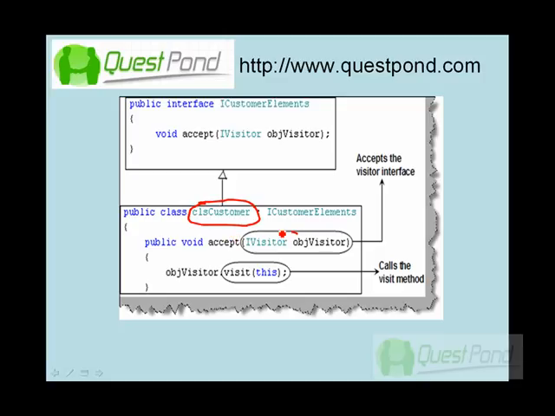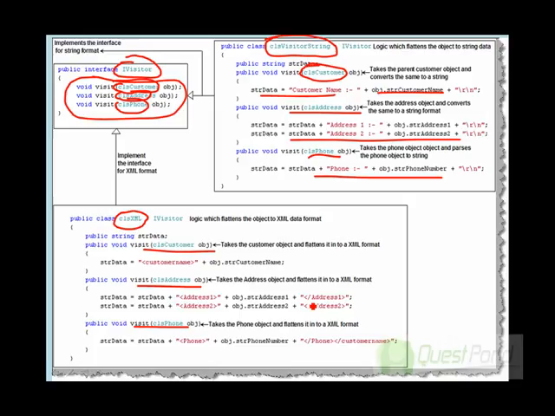This customer class takes a visitor because, as I said, the visitor goes inside the data structure and runs through it. It takes the visitor, and then this customer class is passed inside the visitor. So when you do this, it actually goes inside the visitor class over here. So it actually runs here.